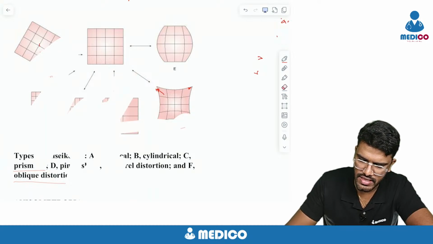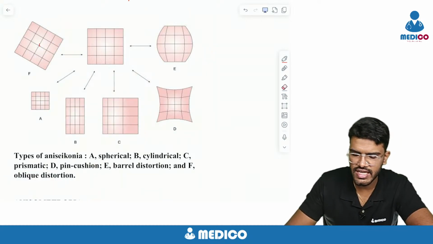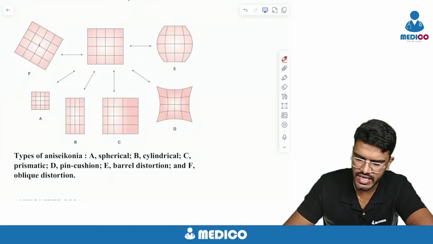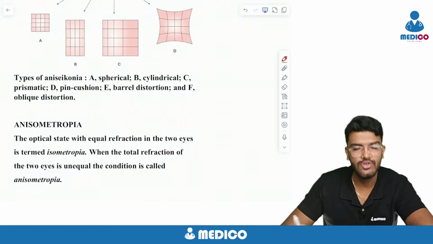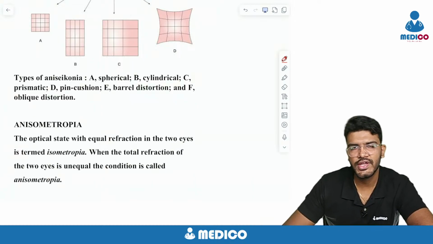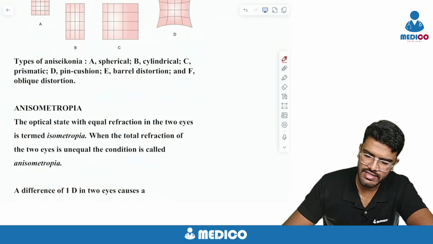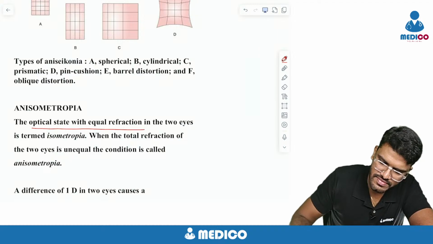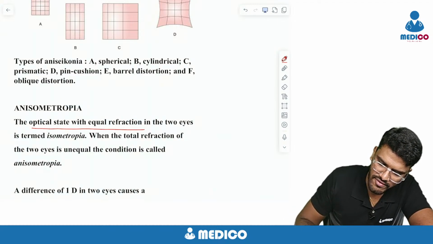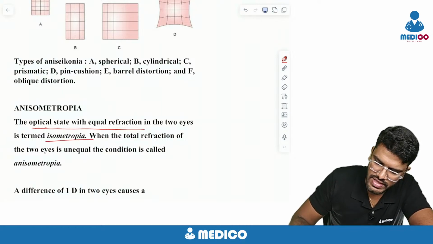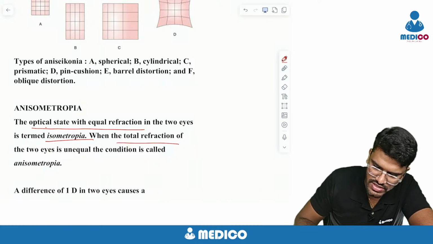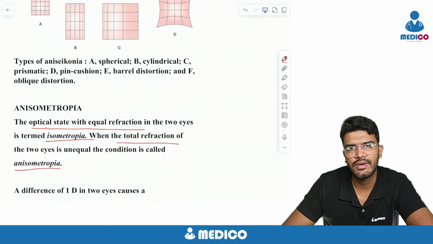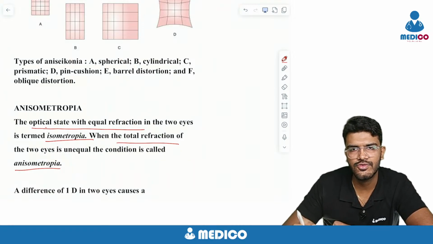One important point that I want you to know is that aniseikonia must be separated and understood differently from another topic, that is anisometropia. Remember, anisometropia can result in aniseikonia, but it has to do with refraction. When there is an optical state with equal refraction in the two eyes, it is called isometropia. When the total refraction of the two eyes is unequal, it is called anisometropia. So remember, when the power is different between the two eyes, which is the most common case, almost everybody is anisometropic to a certain extent.